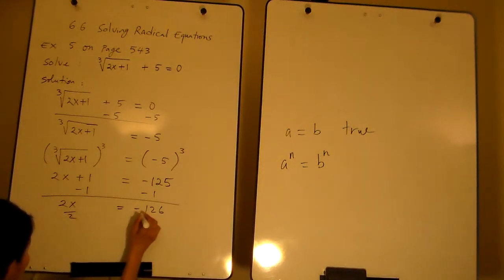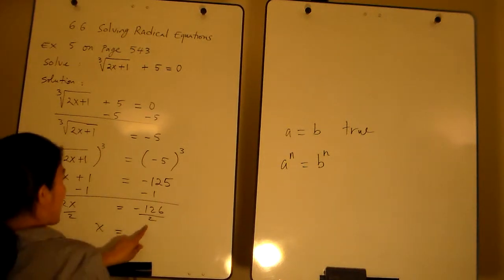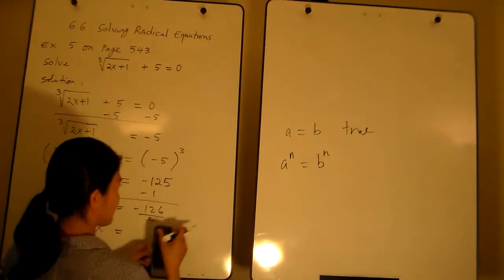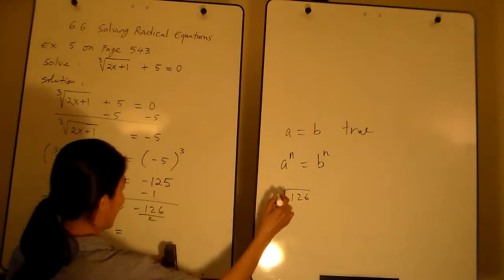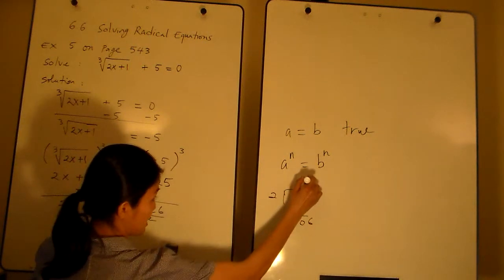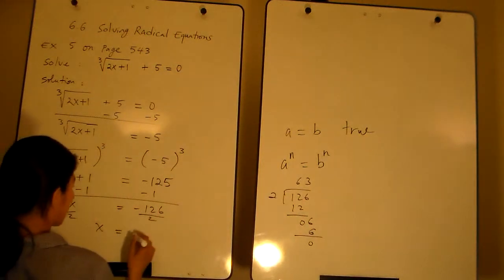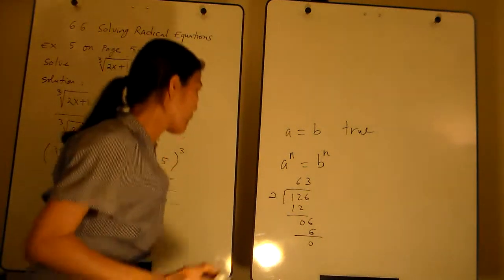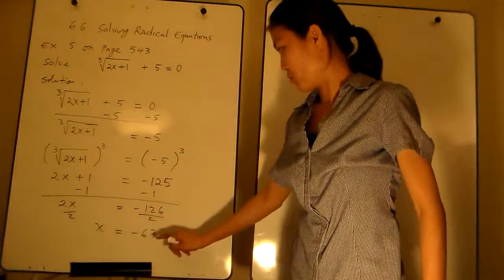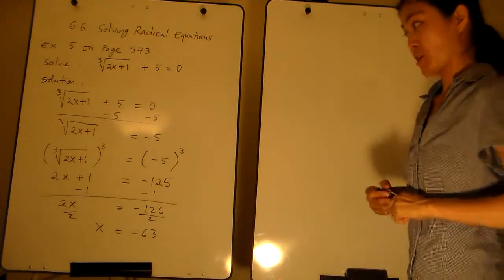Divide both sides by 2. We have 2 divided by 2 is 1, 1 times x is x, equal to negative 126 divided by 2. So 126 divided by 2: 6 times 2 is 12, subtract, 0, carry 6, times 3 is 6, so 0. So 63, so negative 63. Now, we got one answer, which is x equal to negative 63. We still need to check the answer to make sure that we got a correct answer.